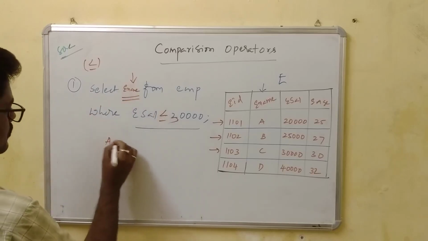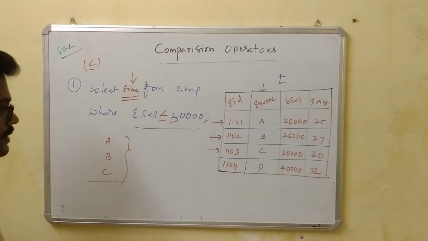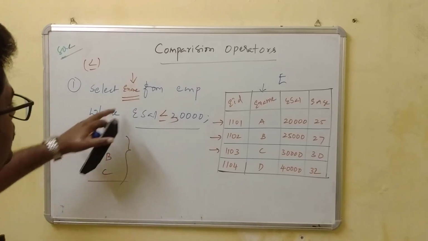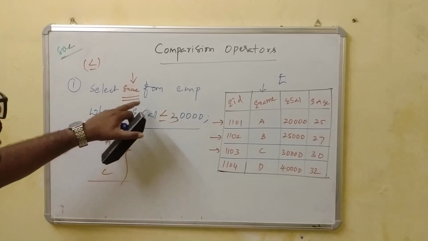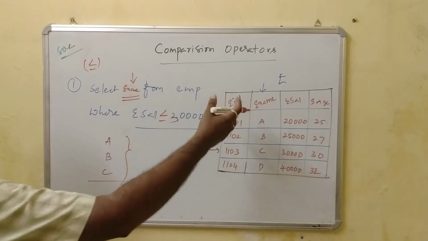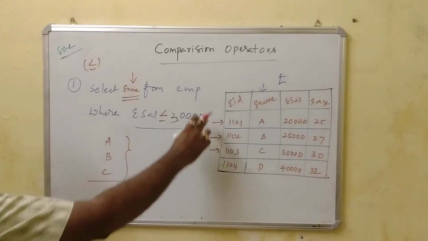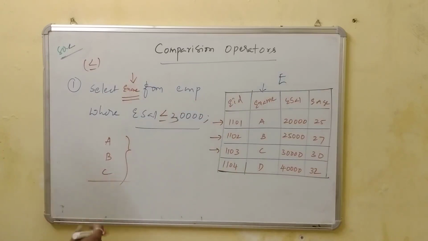So when we want to print like that, we write A, B, C. So these 3 values will be printed, only names will be printed. Otherwise, if you want the employee ID or employee name or employee salary or employee age, whatever columns are required, we need to write here. Then based on this condition the data will be printed. I hope you got it.